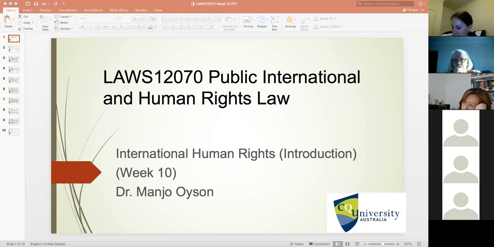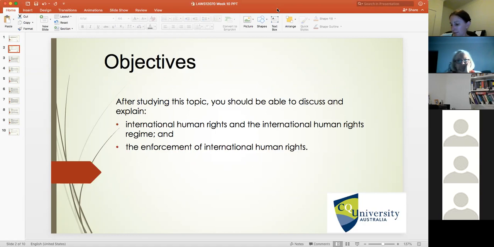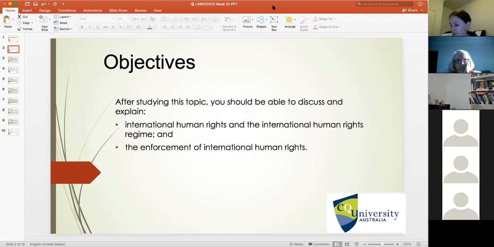But in the meantime, we need to provide that groundwork to know to what extent international human rights conventions can actually be considered to be law within a state, and what remedies and rights of enforcement might exist on the part of individuals. So tonight, after studying this topic, you should be able to discuss and explain international human rights, the international human rights regime, and the enforcement of international human rights.